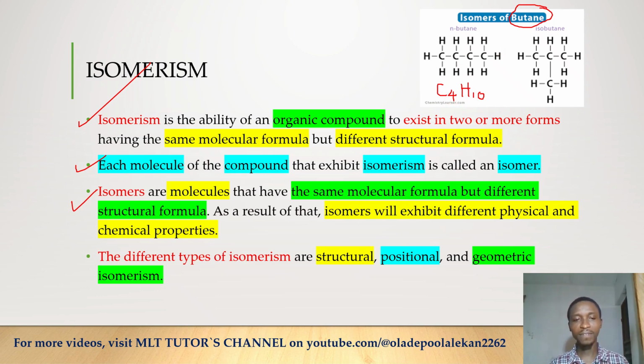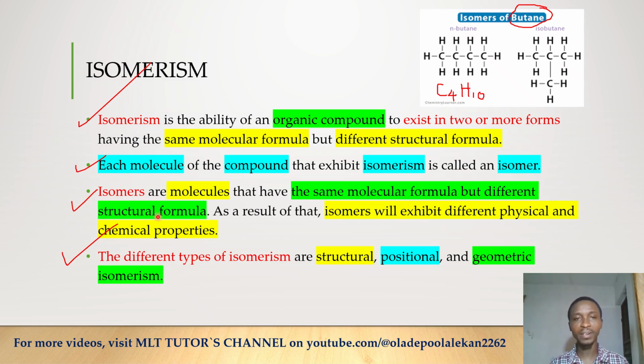And finally, there are types of isomerism. We have the structural, as we can have in saturated hydrocarbon. We can have the positional, and that is in unsaturated hydrocarbon, in which we'll be differentiating isomers in terms of the position of their double bond. And we can also have geometric isomerism, also in unsaturated hydrocarbon.